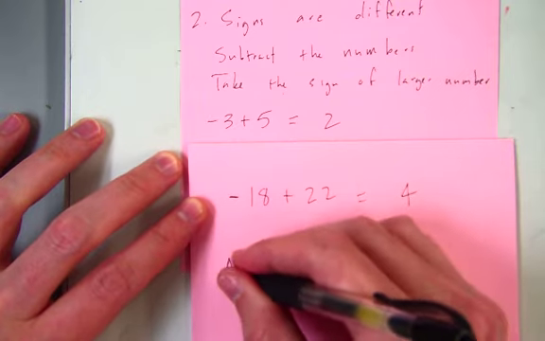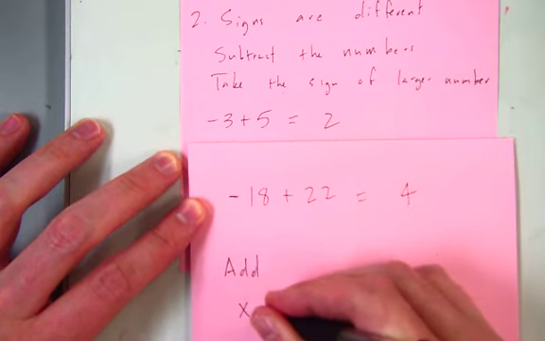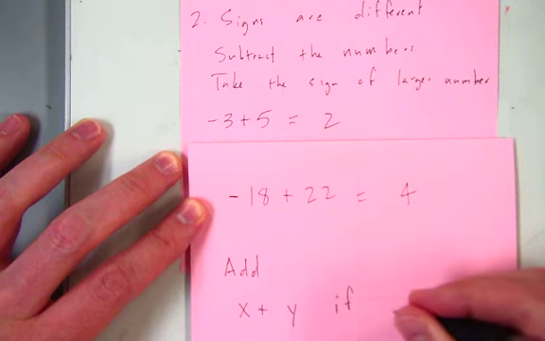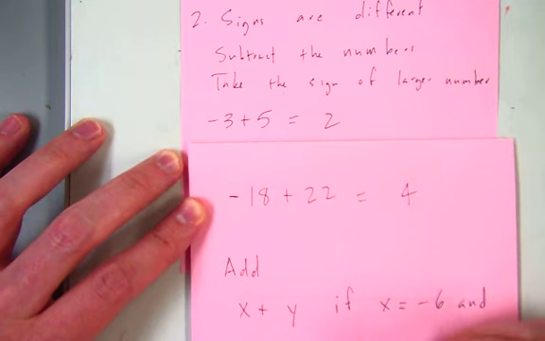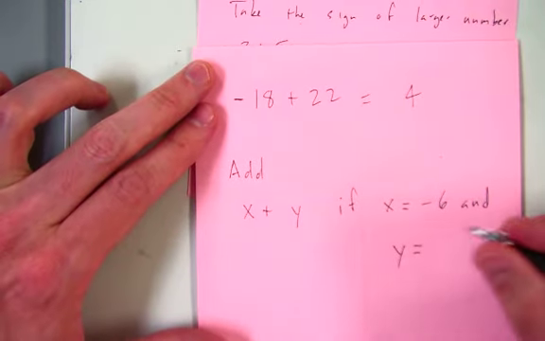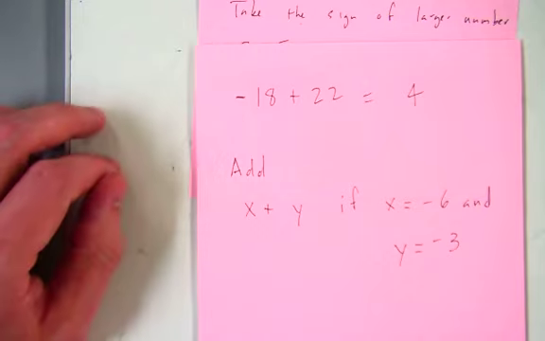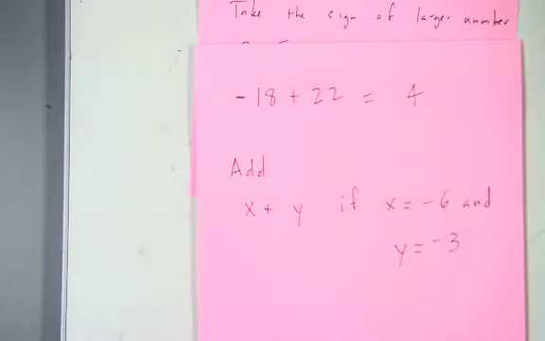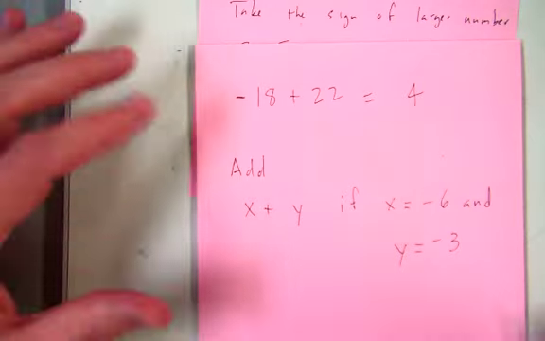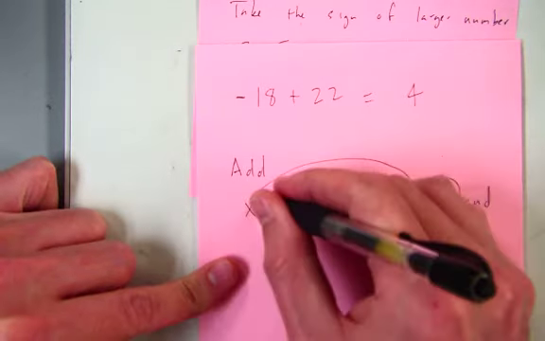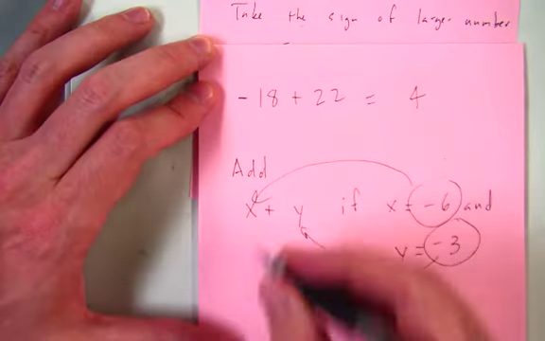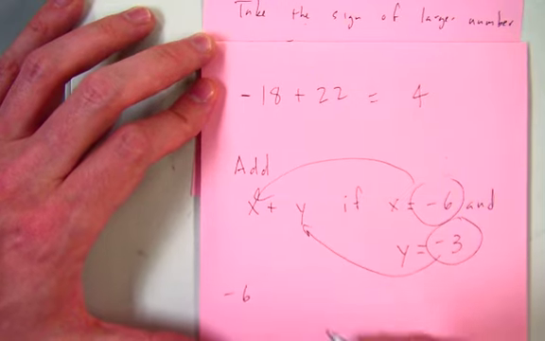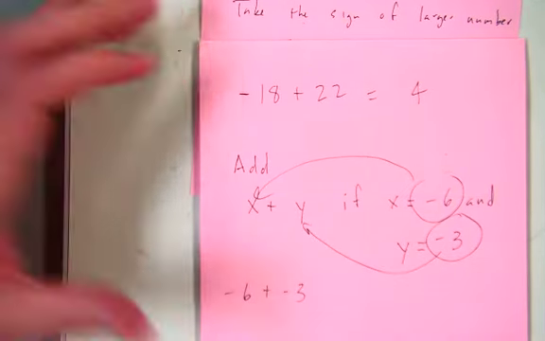We could also ask you to do something like this. We could also ask you to add x plus y if x equals negative 6 and y equals negative 3. Okay, so if we asked you to do this, well, we've dealt with some of these variables before, and when we know the values for our variables like we do here, we're just going to start by substituting those values in. So I can plug that negative 6 in, I can plug that negative 3 in, and so I'll just make a new expression that looks like this. So negative 6 plus negative 3, right?